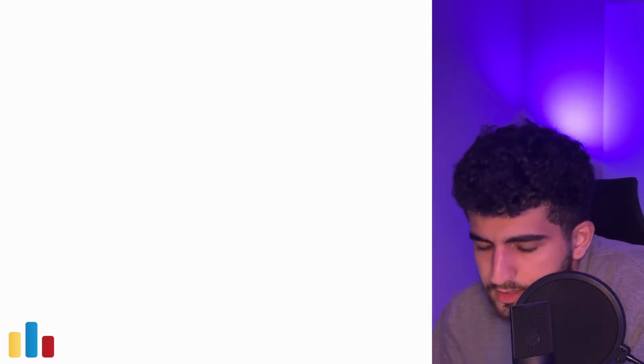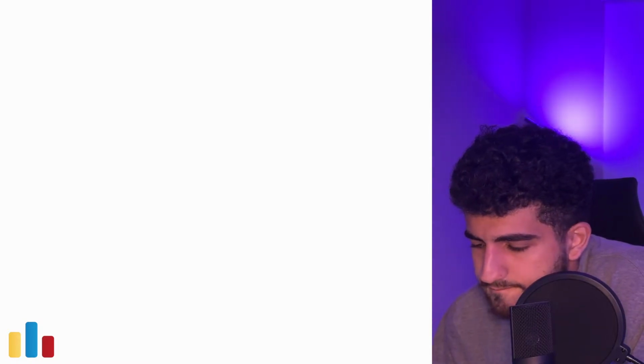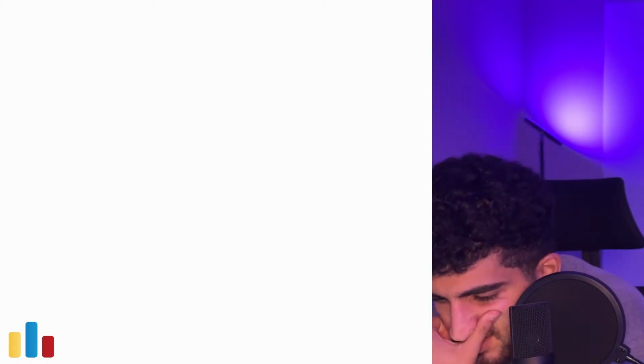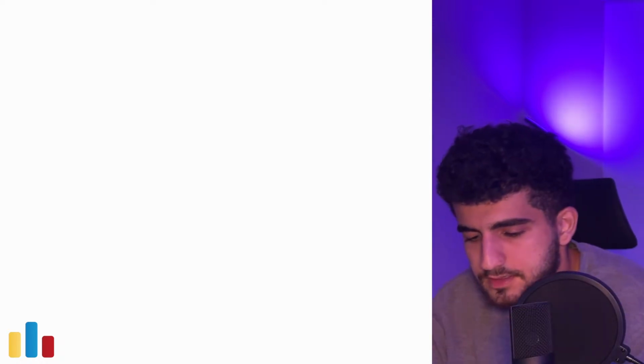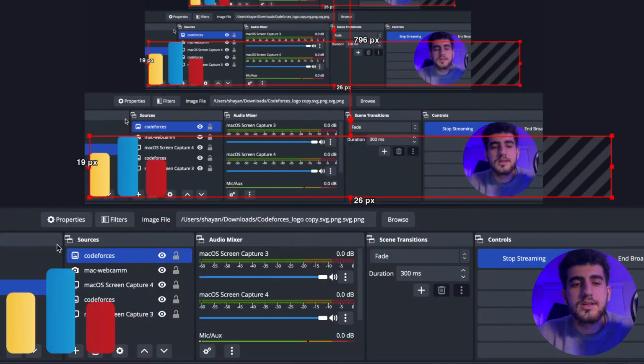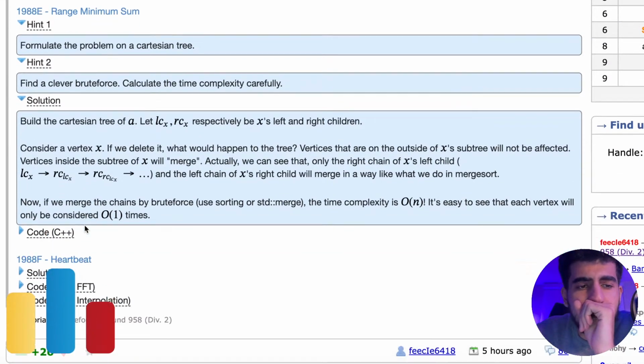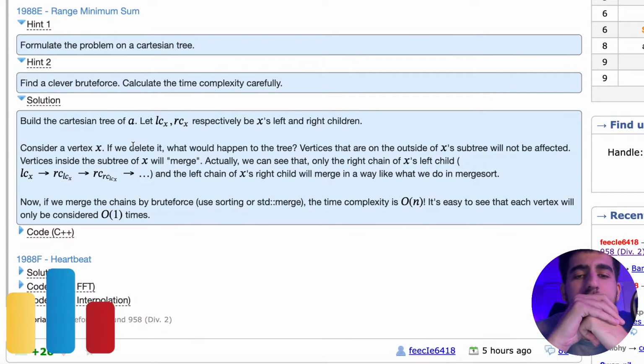But anyway, let's talk about Cartesian tree because it seems like they've used Cartesian tree. So for problem E, but let me just make sure, let me find their solution completely, and then we talk about Cartesian tree as well. So they build a Cartesian tree, consider vertices. If we delete it, what would happen to the vertices that are on the outside of X's subtree will not be affected. Vertices inside the subtree of X will merge. Yeah, because X is the smallest one of them, definitely. Yeah, they will merge.